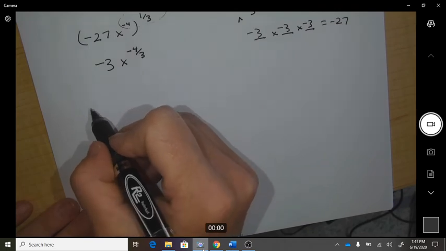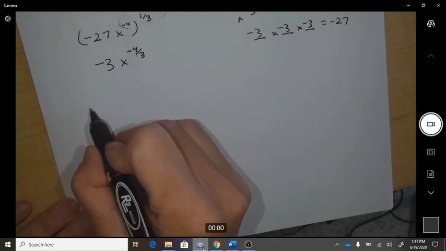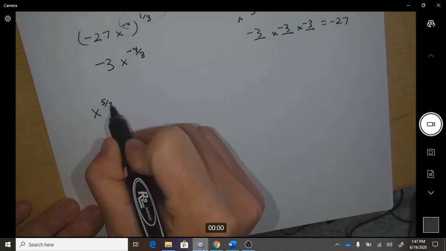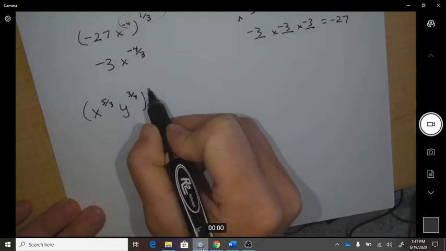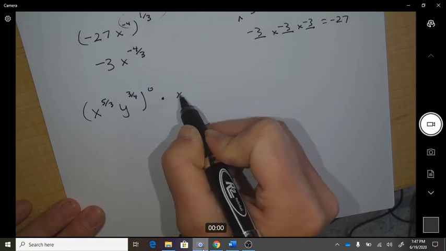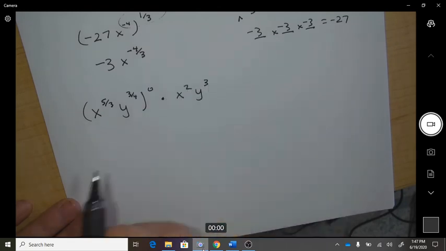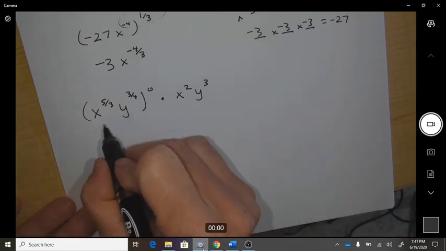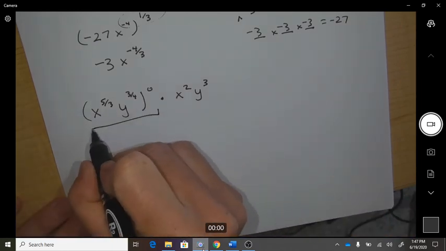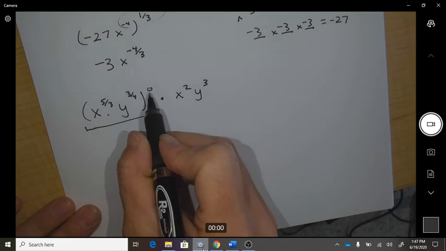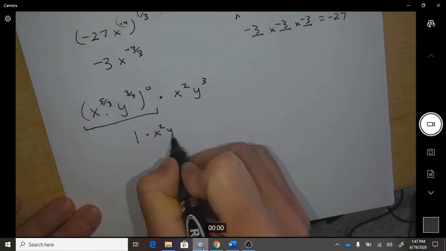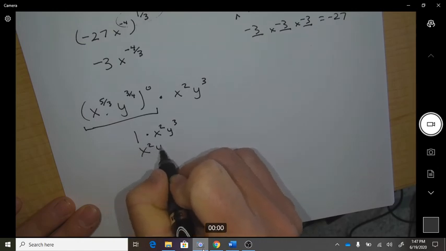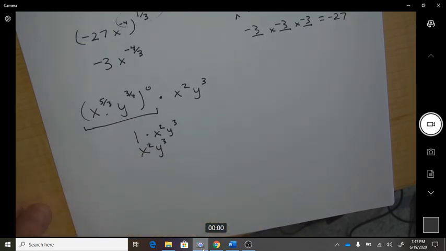Okay, so next example. Okay, so if I want to simplify this, I have to probably just remember the rule. Anything at all to the 0 is 1. So it is just x squared y cubed.